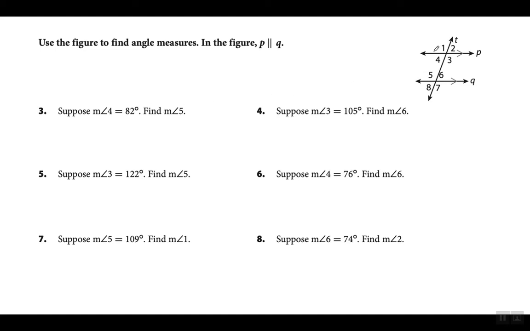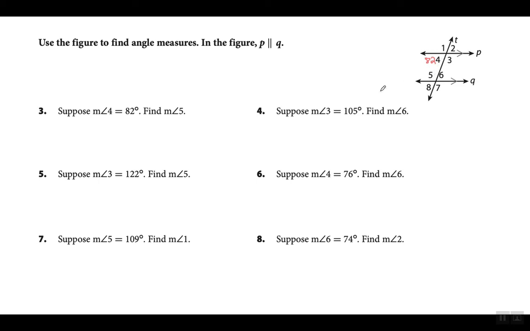Suppose the measure of angle 4 is 82 degrees. If this is 82, find the measure of angle 5. Angles 4 and 5 have to be supplementary.